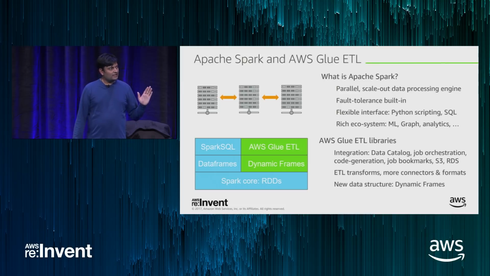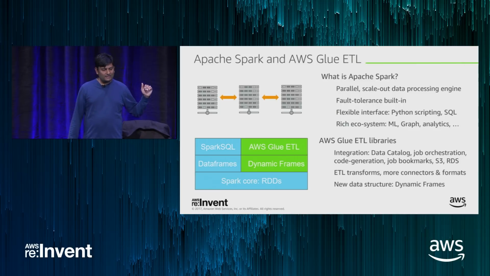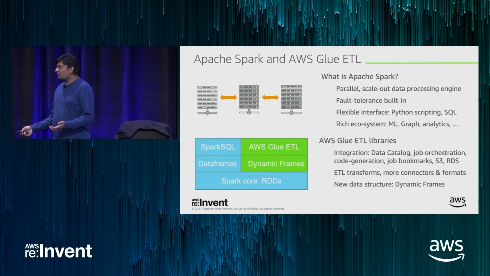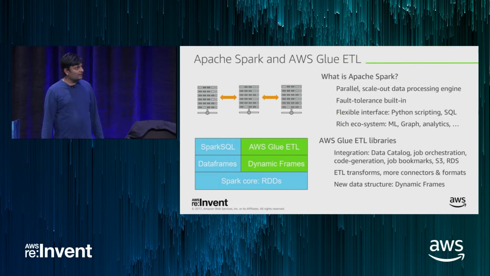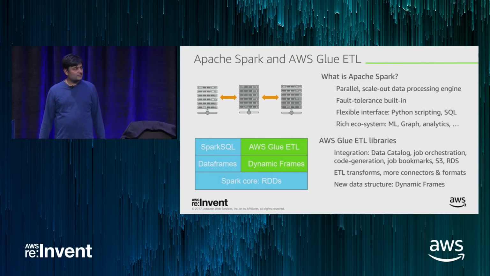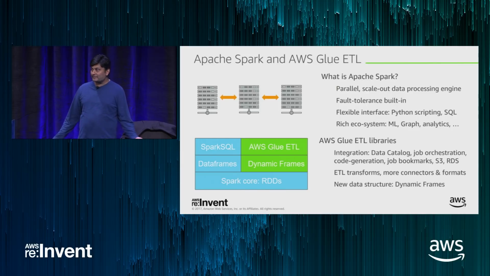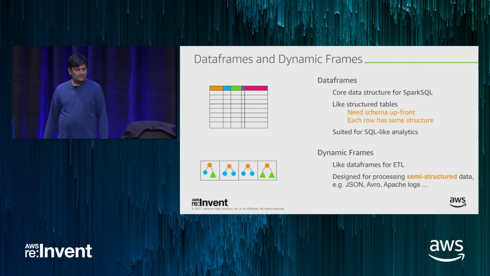Well, what we've done is we've built an analogous set of libraries that work with all of this code. We have these things called DataFrames, and I'll talk about that next. And our Glue ETL libraries on top of DataFrames allow you to integrate with all of the other AWS Glue components, like data catalog, orchestration or scheduling, code generation, bookmarks, as well as integrate with other AWS services natively, like S3 and RDS. And we have more ETL transforms, connectors, and formats that Spark SQL doesn't. We also have this new data structure called dynamic frames, and I want to get into that next.